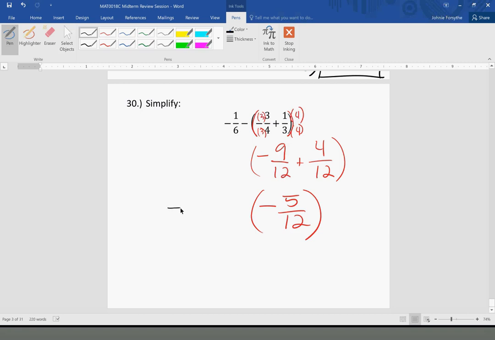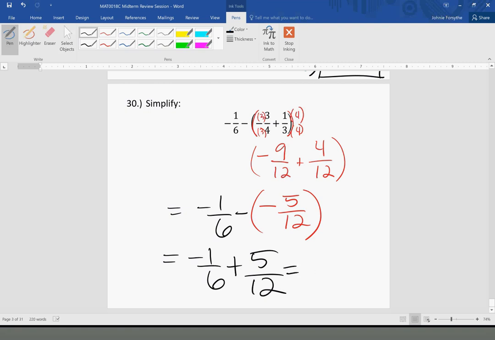So don't forget this first part, so it's negative 1/6 minus negative 5 over 12. Now, minus a negative. You can think about this as minus a negative changes to plus, or negative times a negative is a positive. So this is actually going to be negative 1/6 plus 5 over 12.